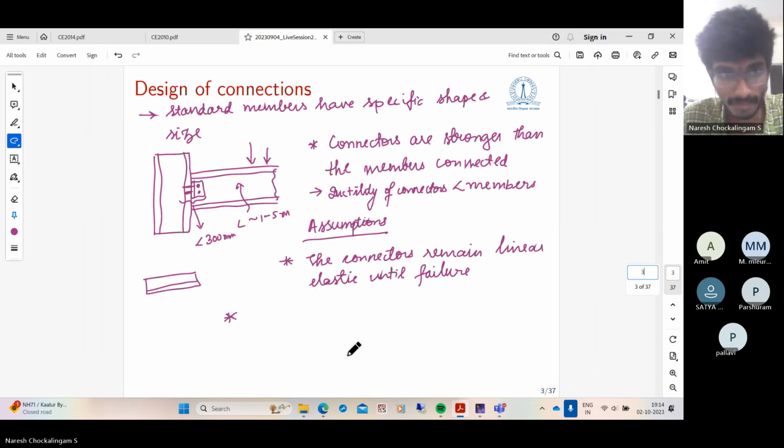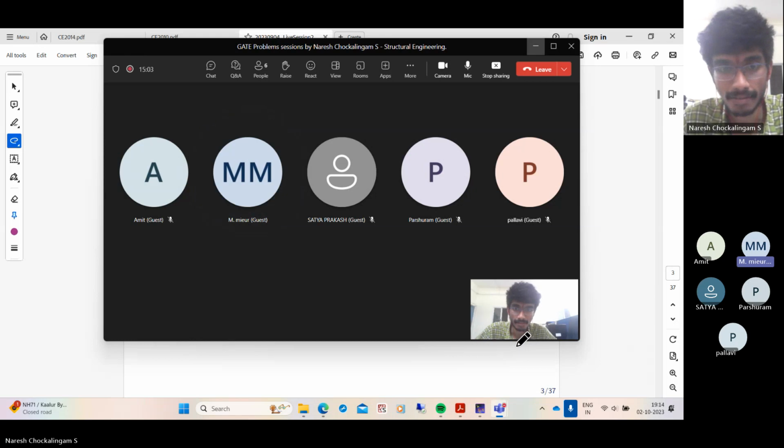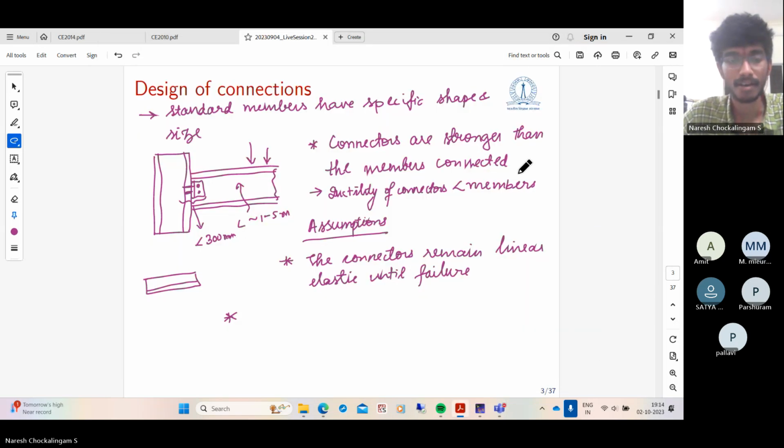By the way, I have a question, sir. The ultimate failure is due to the component members or the connectors? Which fails ultimately? That depends on how we design it, and what our intention is, whether we are keeping the intention of failure of the component or the connector. Our intention is always to have the failure in the component, not in the connector, because as you said, the failure of the members is much more ductile than the failure of the connector. So that is what I said.